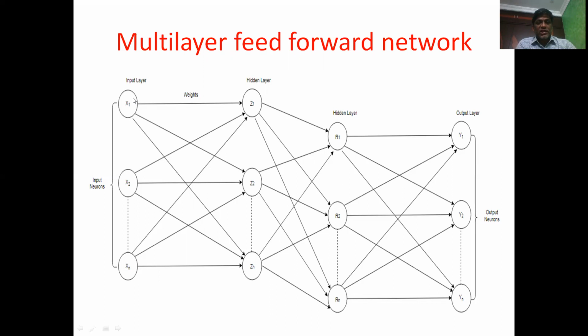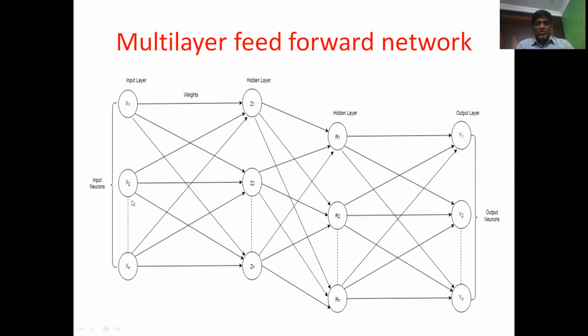The connections are again from one layer to the next layer, next immediate layer. That means input layer neurons are connected to the first hidden layer with the help of weights, and first hidden layer neurons connects to the second hidden layer neurons with the help of weights, and finally second hidden layer neurons are connected to the output layer neurons.